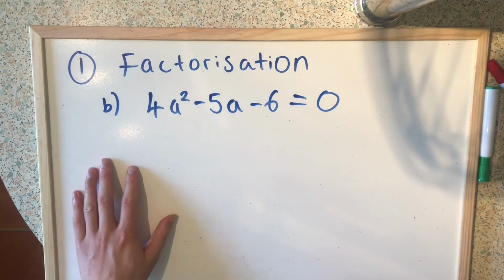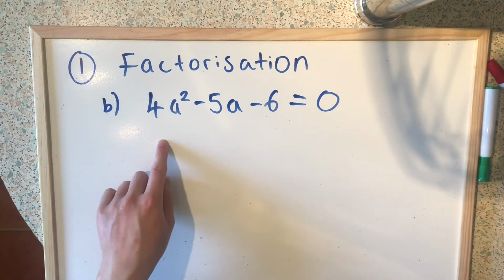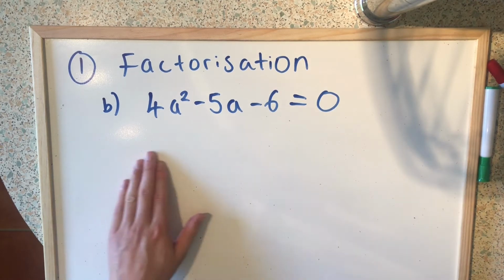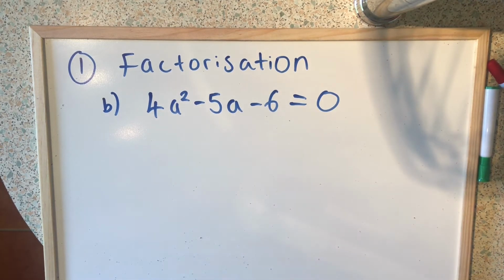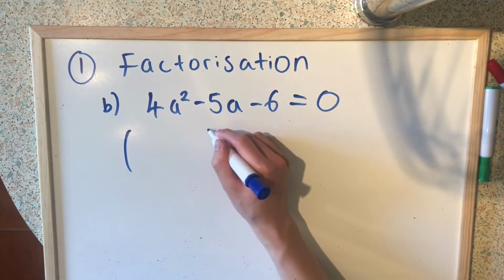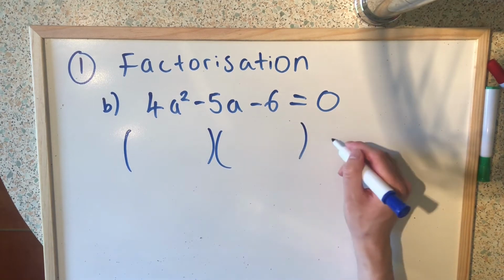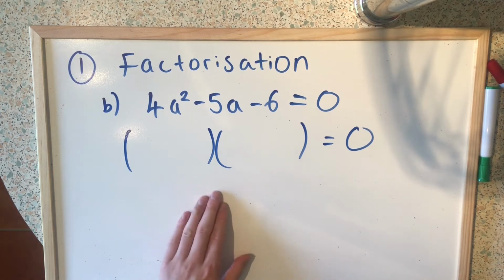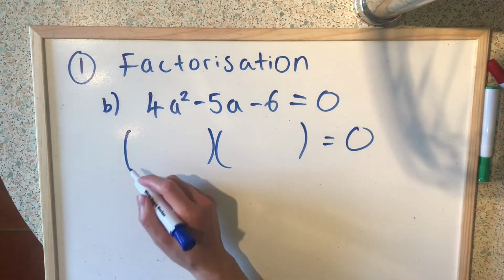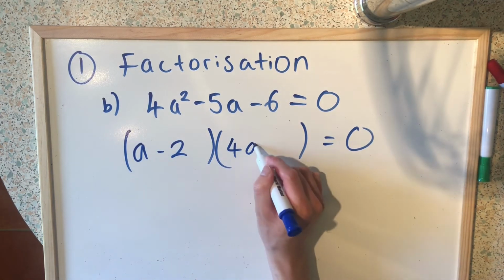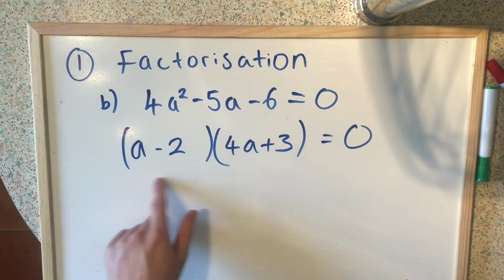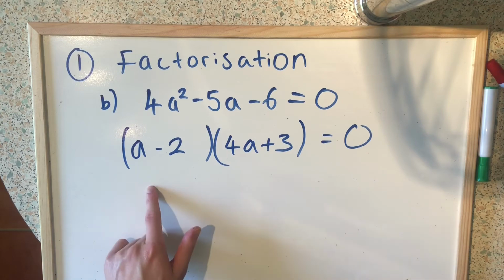Okay, so now we've got something slightly harder. 4a squared minus 5a minus 6 is equal to 0. We're going to solve this by factorization. So I'm going to factorize this. I've done this earlier, so I know the answer is a minus 2, 4a plus 3. Again, one of these numbers must be 0.